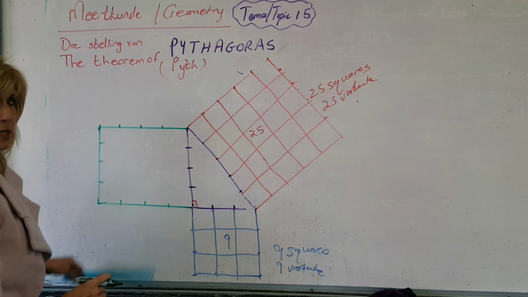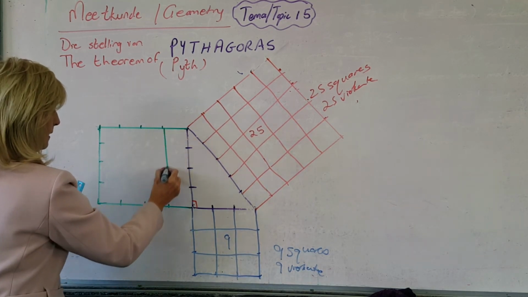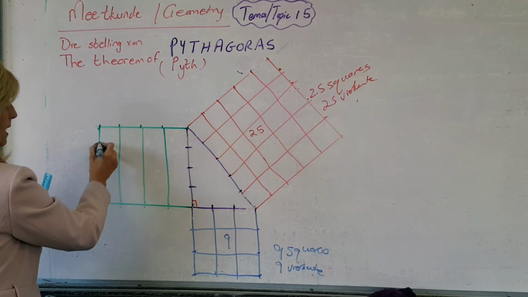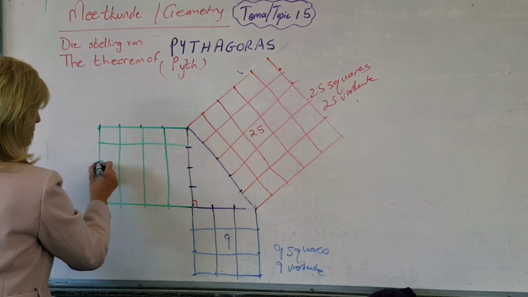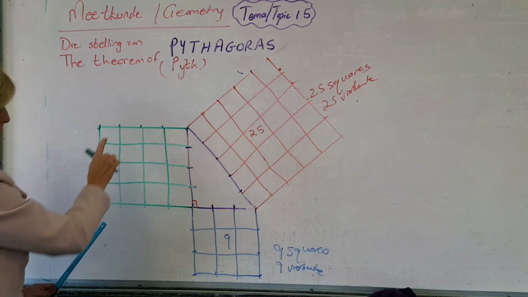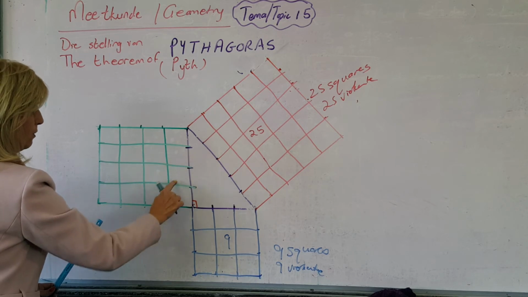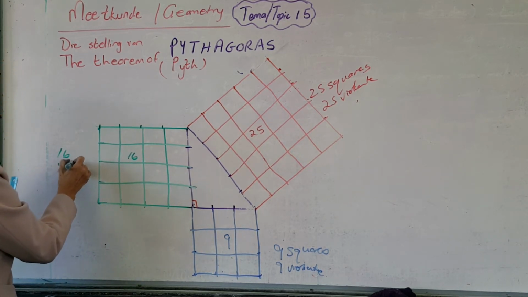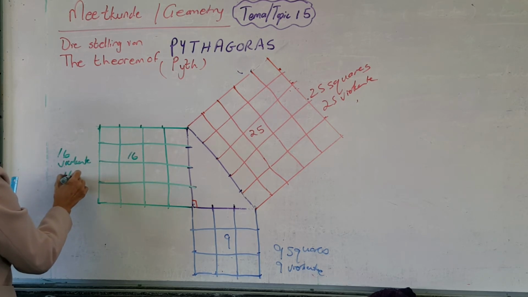Maar nou gaan jy weer met jou lineaal en jy trek die lyne. And you join all of those little dots. And how many squares are there? 1, 2, 3, 4. 1, 2, 3, 4. 4 times 4 is 16. Daar is 16 vierkante. There are 16 squares.